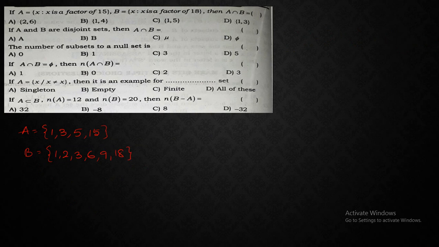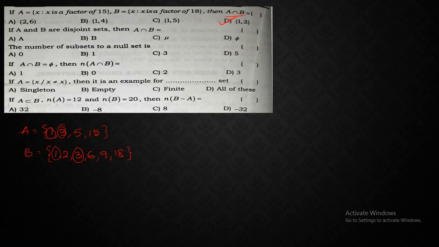Now what did he ask? A intersection B. A intersection B means the common things. So 1 is common, 3 is common. There is no other value other than these, right? So the intersection is the set of 1, 3.